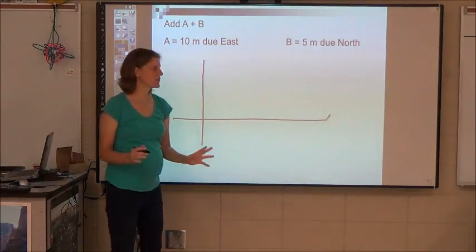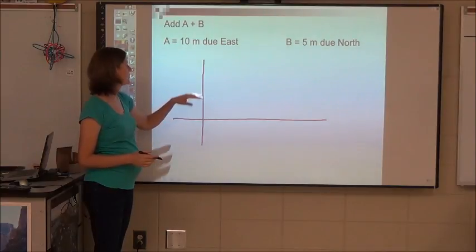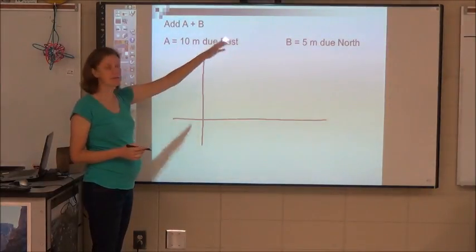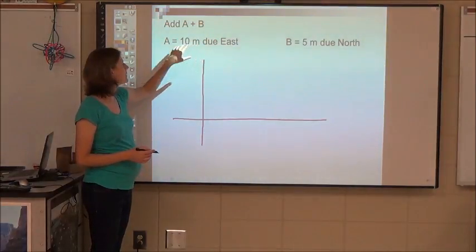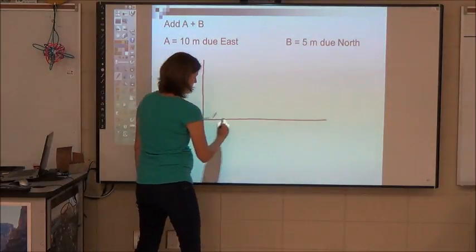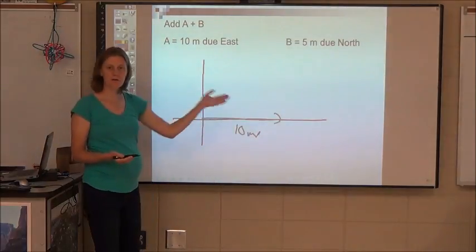And I'm still just sort of sketching here. I will try to make things to scale as much as possible, but step 1, draw one of your given vectors. So it does not matter if I draw A or B first. That should be clear. But I'll draw vector A, 10 meters east. So just an arrow pointing to the east.